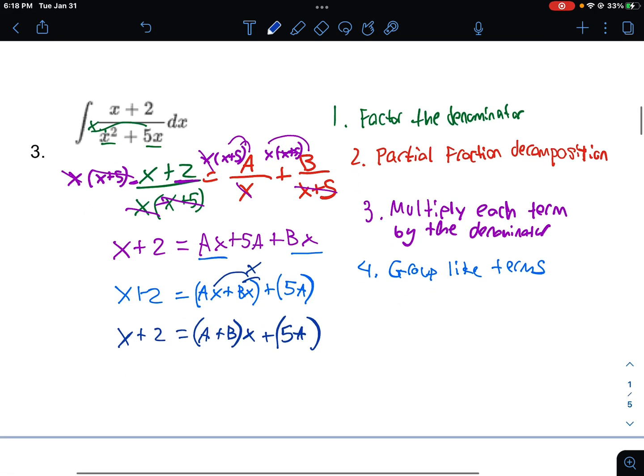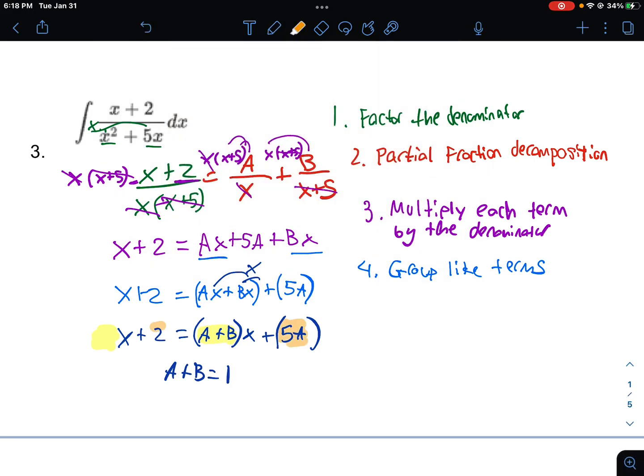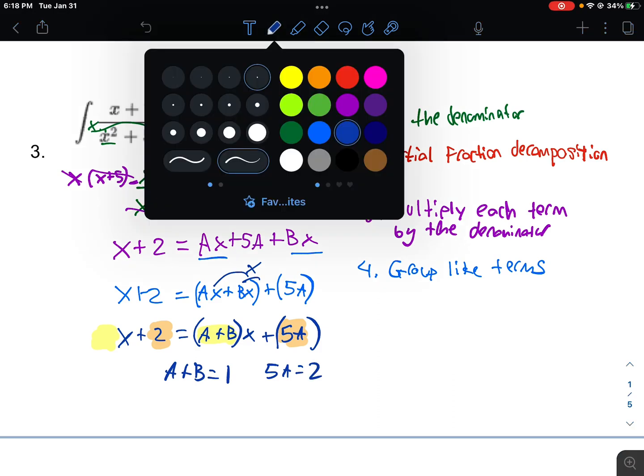And what this is going to allow us to do is set up a system of equations, and this system of equations is going to allow us to solve for both a and b. First off, a plus b is equal to the coefficient that's in front of x, which is 1. A plus b equals 1. And on the other side of things, we're going to have 5a is equal to our constant 2. So we're going to be left with 5a equals 2. Now we can solve for a and plug into the other equation. That's exactly what we're going to do.